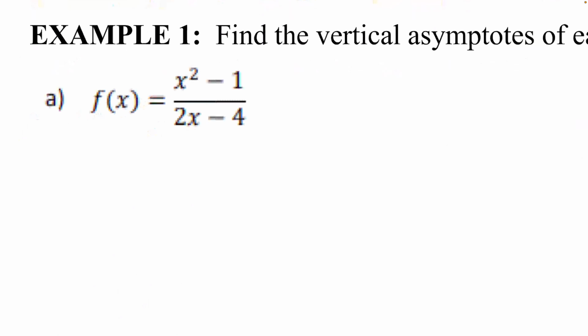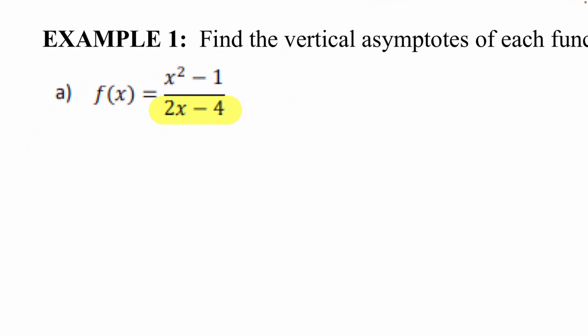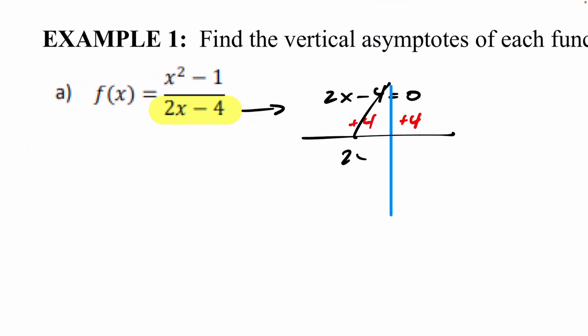So if we look at 1a, we're going to focus only on the denominator. That's all we're focused on. We want to figure out where that's going to be 0. Well, set it equal to 0. Just set up an equation, 2x minus 4 equals 0, and solve it like you've done many times before. Add 4 to both sides, divide by 2. 2x equals 4, so x equals 2.